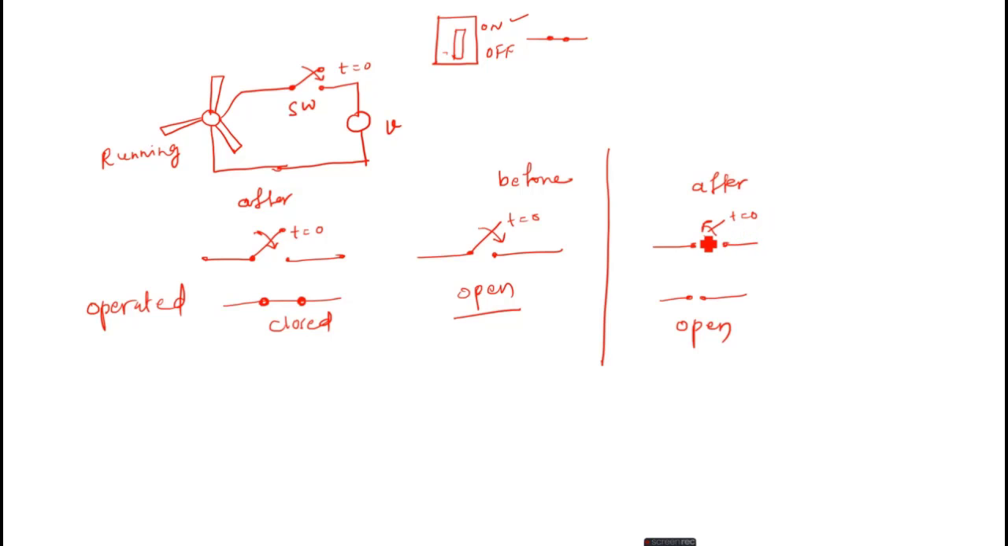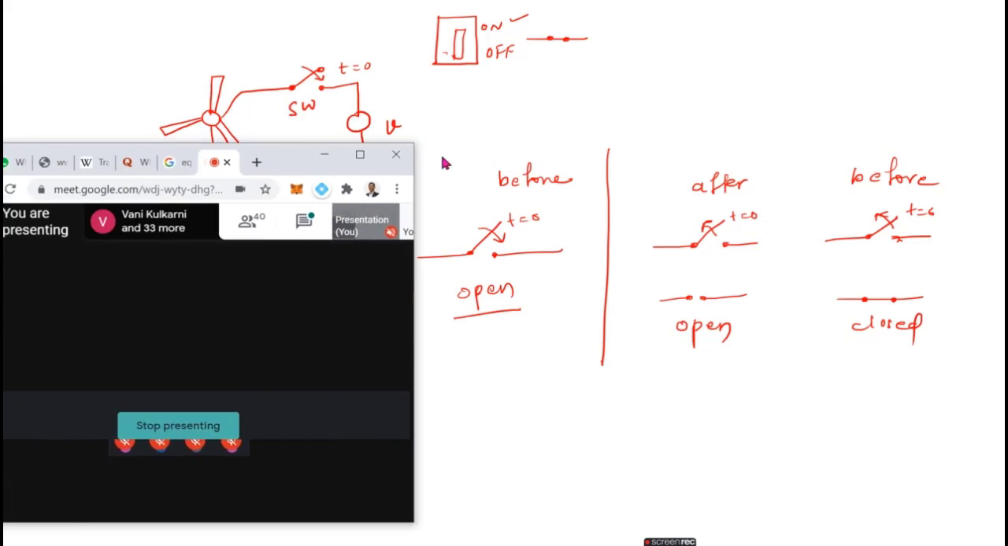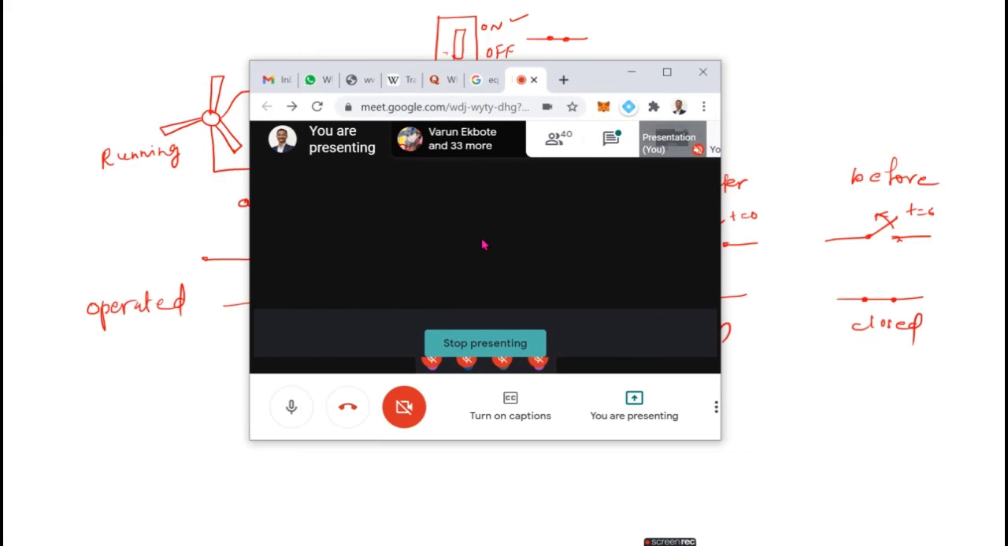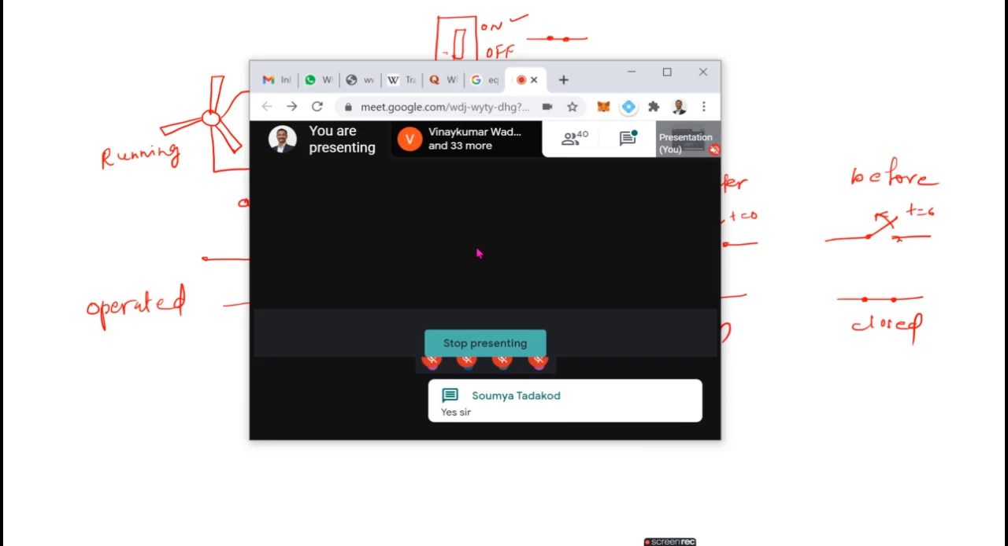What is the condition of the switch before operating? Before operating, if this is a symbol, what was the condition? It was closed. Is that okay? Have you understood the operation of these symbols? Have you understood?